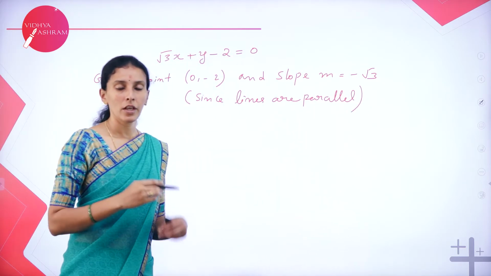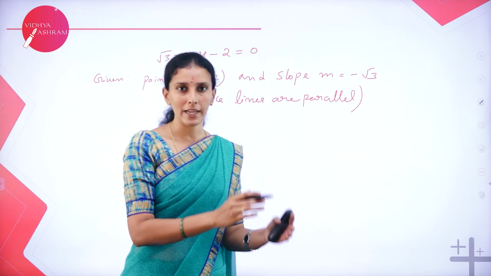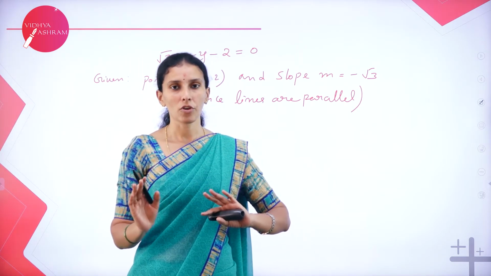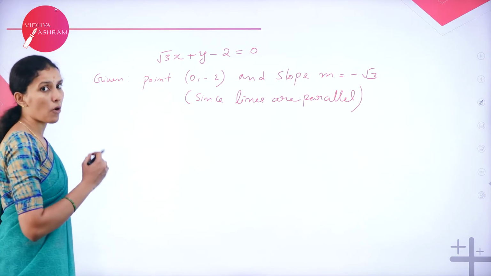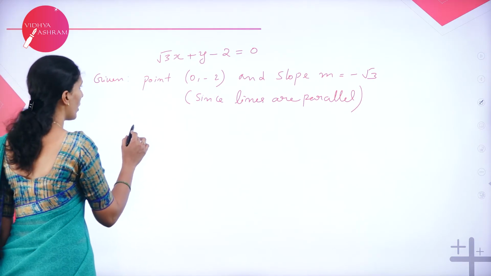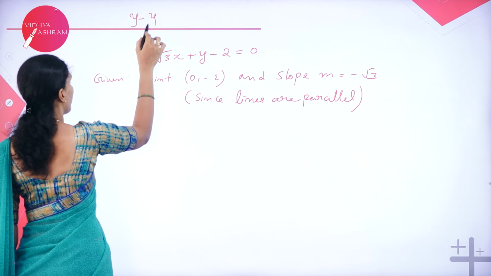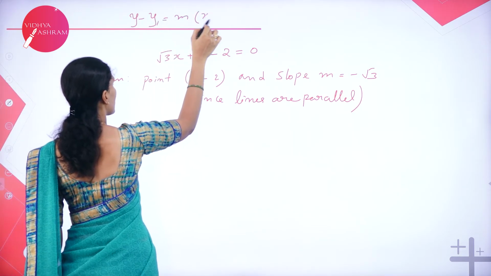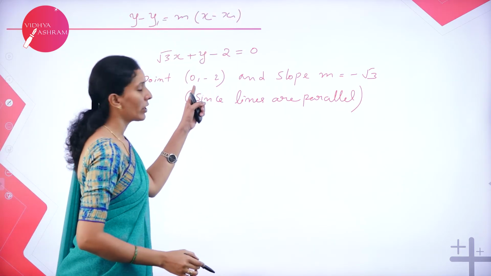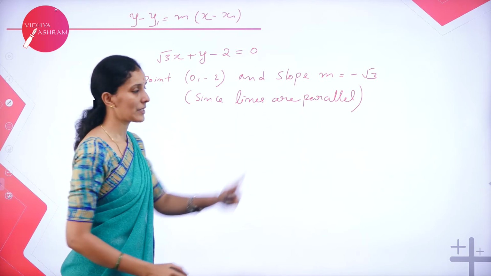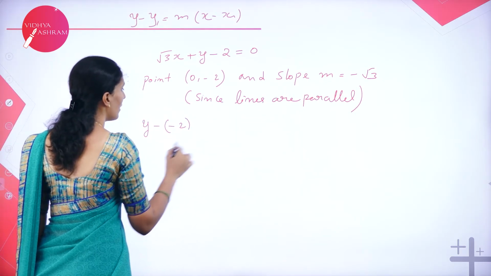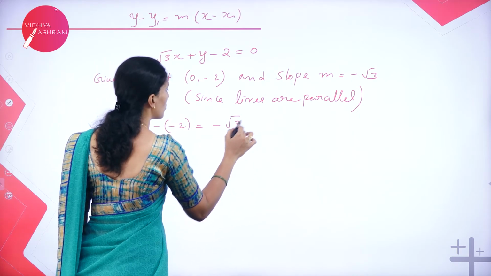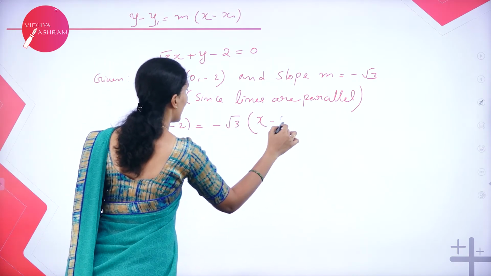Remember the condition: when the slopes are equal, the lines are parallel, or when two lines are parallel, their slopes are equal. So now again using point slope form only. Point slope form: y minus y1 is equal to m into x minus x1. Take this point as x1, y1 and the slope is given. So therefore it is y minus y1 equals m into x minus x1.